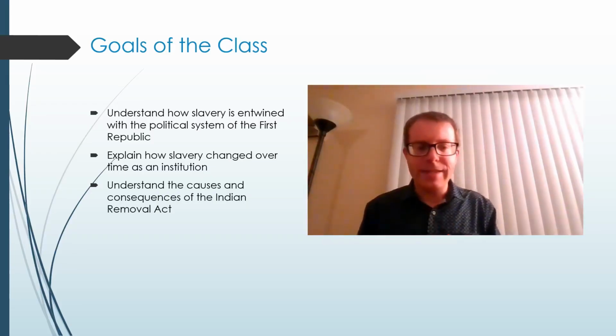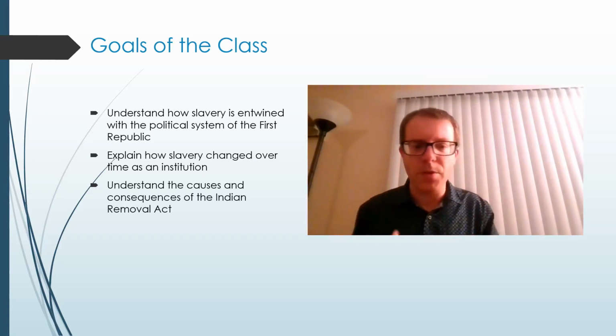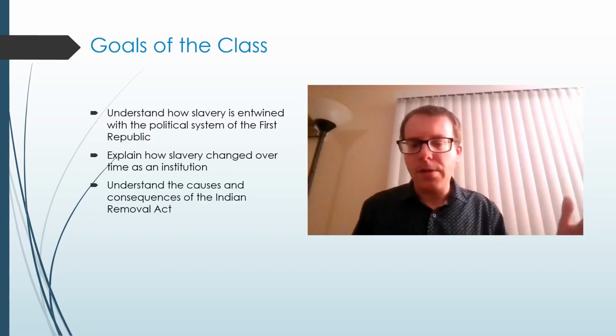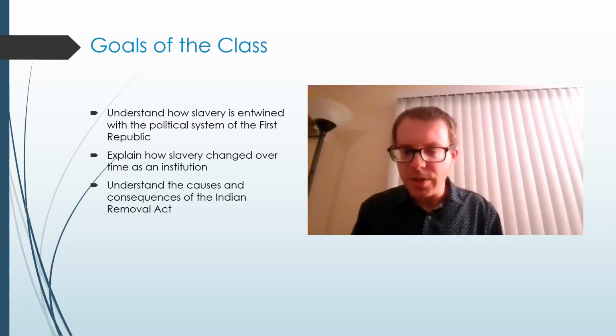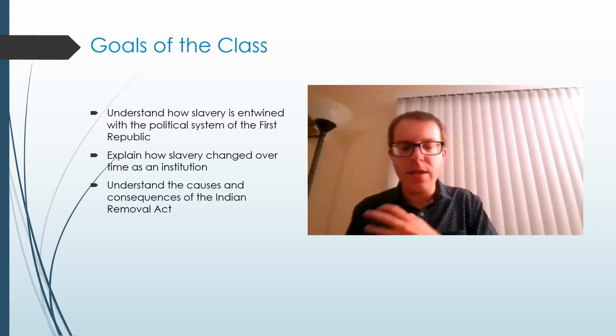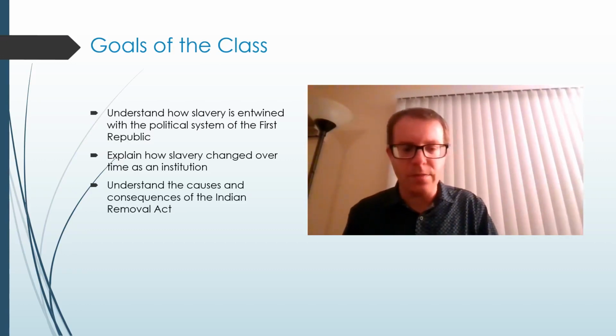So the goals for the class today are to first understand how slavery is entwined with the political system of the First Republic, because prominent white plantation owners and pro-slavery politicians had substantial advantages in the U.S. political system between the Constitution and the Civil War.